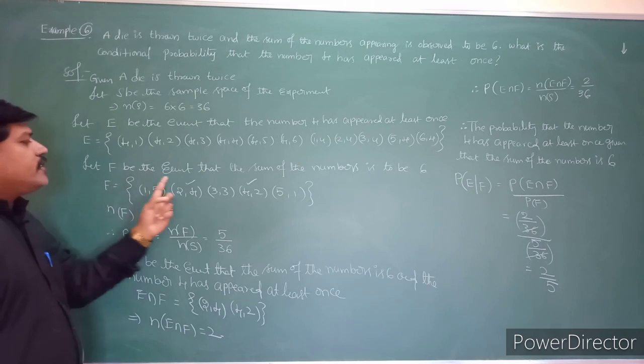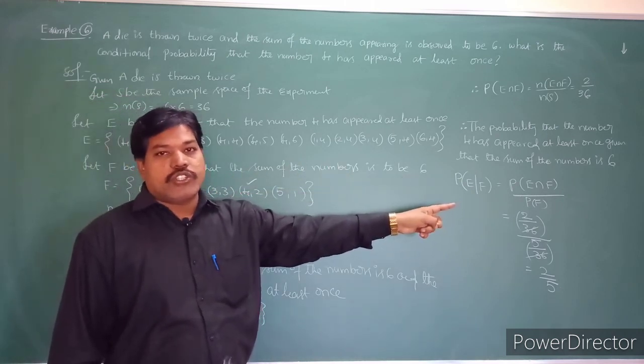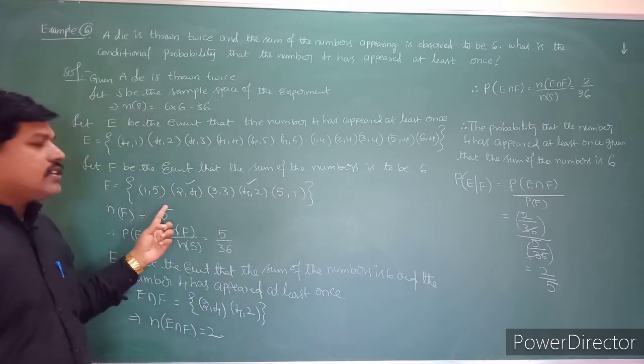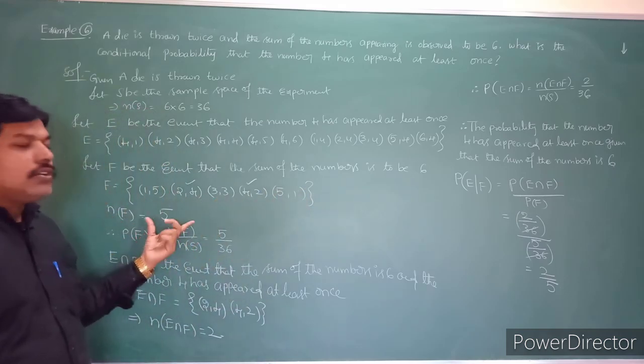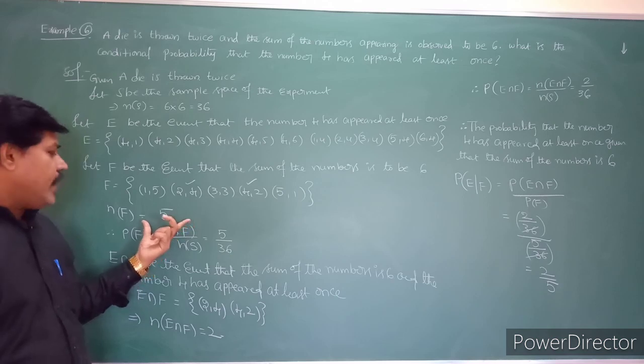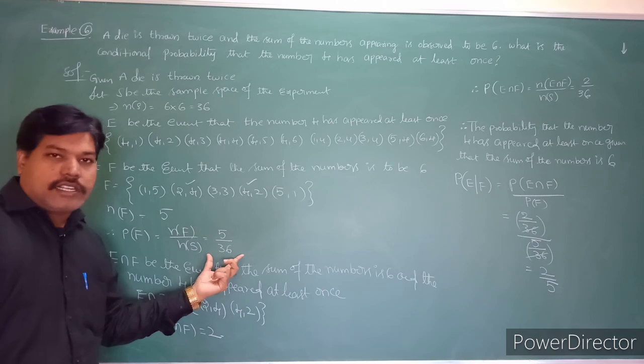Next, let F be the event that the sum of the numbers is 6. What are the possibilities? These are the possibilities. So N of F is equal to 5. So P of F is equal to N of F by N of S, that is nothing but 5 by 36.